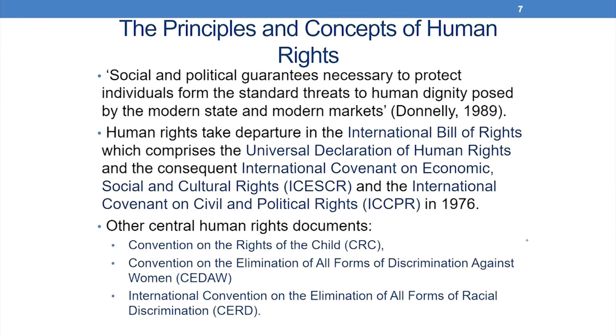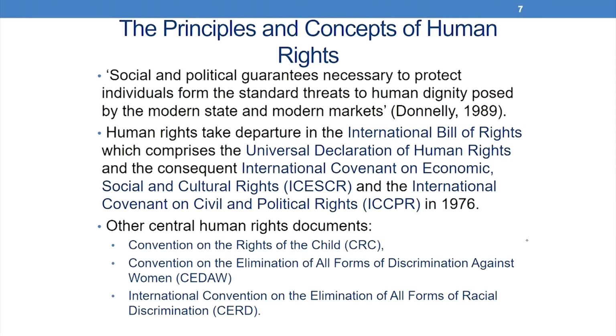Now, what are the principles and concepts of human rights? Although this lesson is not devoted entirely to understanding the concepts and principles, looking at some of the basic principles and concepts of human rights will help us understand the operationalization issues with regard to this framework. So, some of them are as follows: social and political guarantees. They are necessary to protect individuals from the standard threats to human dignity posed by the modern state and modern markets. Let me here take the example of food security and food sovereignty as different frameworks.